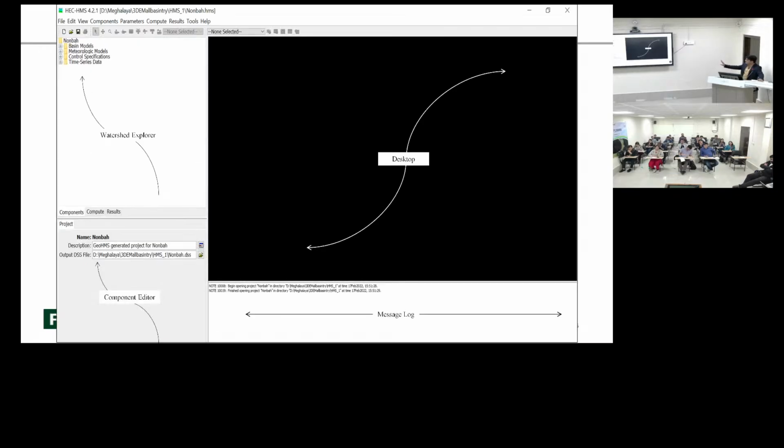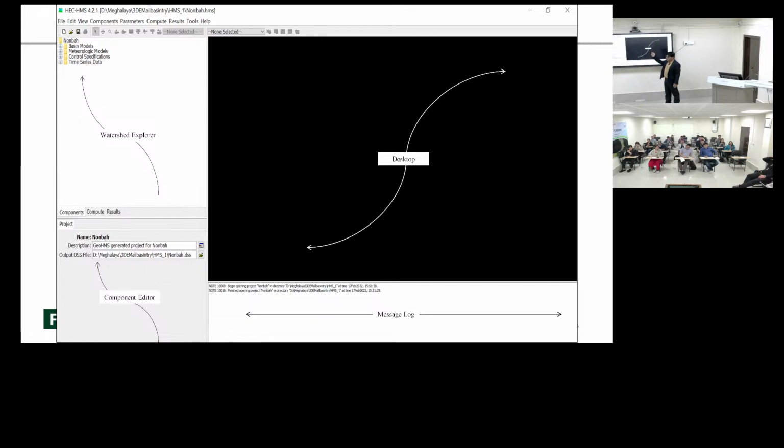You open the HMS, the window will look like this. This is the desktop. All the elements will be displayed here. This is the watershed explorer. You can click one by one, then you can go to the one element. This is the data portal, where you put rainfall, discharge, water level, all those data. And this is the message log.